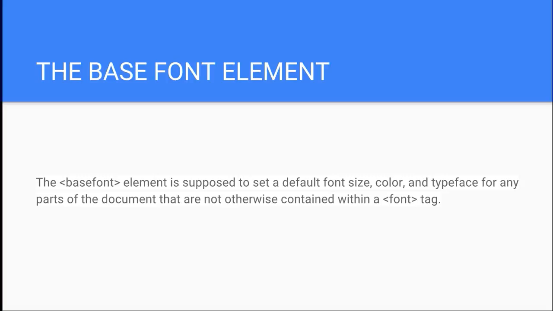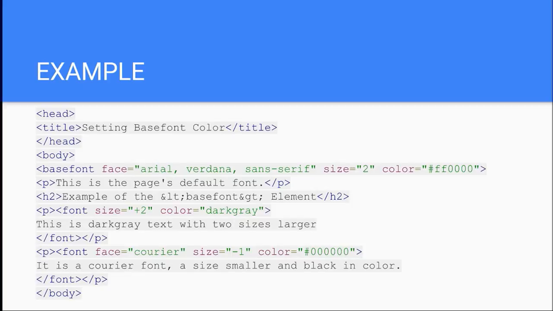And yeah, it might be confusing for you when I explain it like this. I think it is better to go with an example. Have a look at this. In this example, you can see that the base font face is mentioned as Arial or Verdana or sans serif. Size is 2 and the color is mentioned here. So this is a page default font. And the next one is H2, example of base font element, closing the heading there.